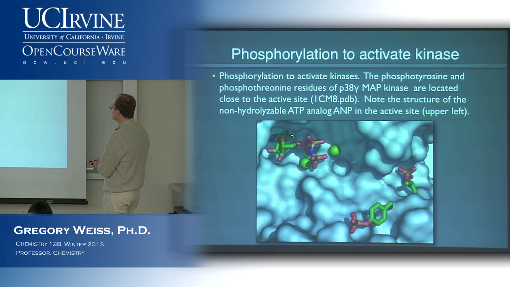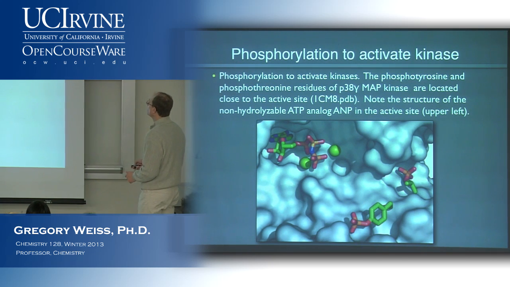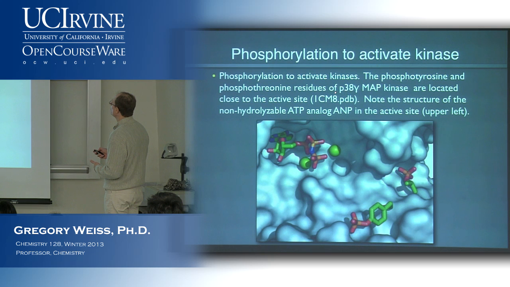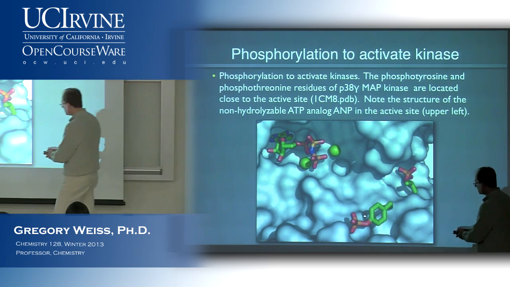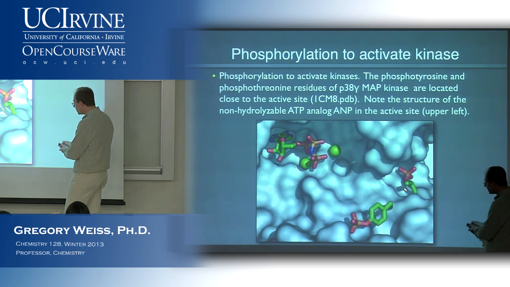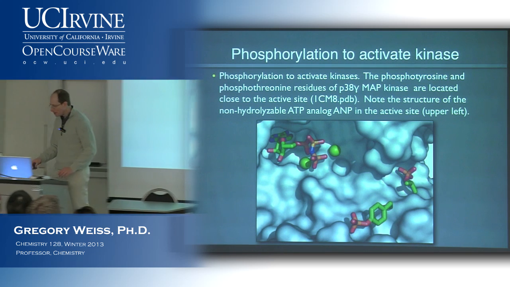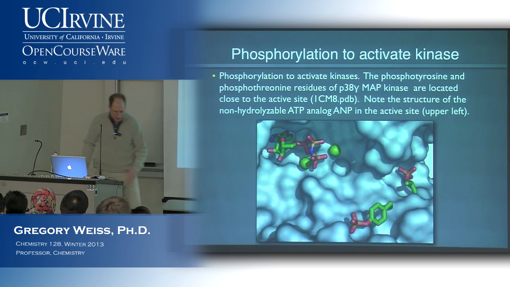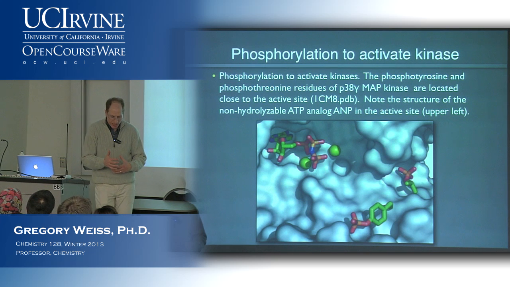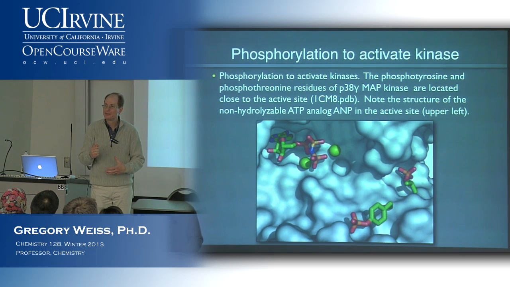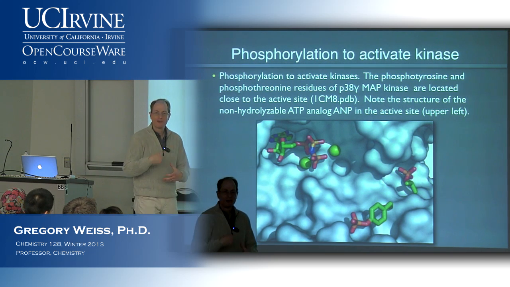This is the molecule I showed on a previous slide. This tells us where the active site is. But over here are two residues that can be phosphorylated to flip on this MAP kinase, this p38 gamma MAP kinase. One of these is a tyrosine, and the other one is a serine. So this kinase waits around until it gets phosphorylated, and at that point it goes into gear. So this is like an on-off switch for the kinase.